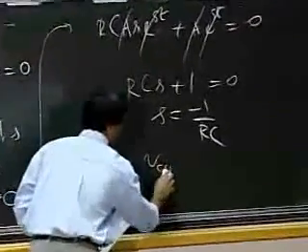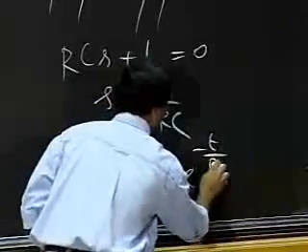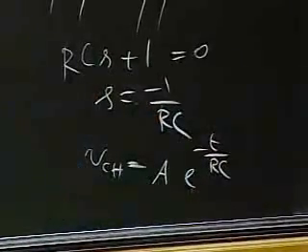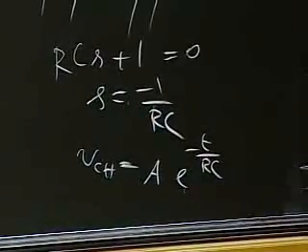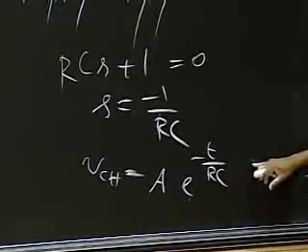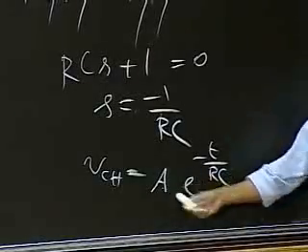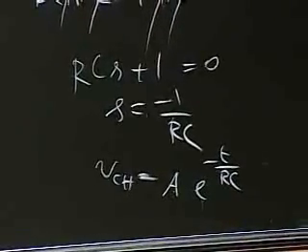In other words, VCH is equal to A e to the minus t divided by RC. All this is saying is that A e to the minus t by RC is a solution to my homogeneous equation. A is an unknown constant. A is some constant, I don't know what that is yet.